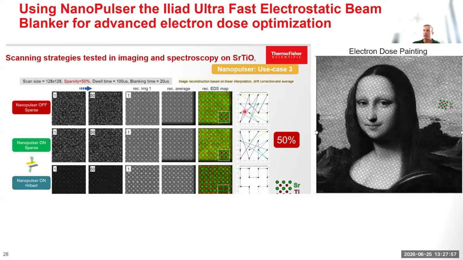This is very important, especially for beam-sensitive material. We found the blanker extremely important when you deal with beam-sensitive material. Another example is electron dose painting. You see here the Gioconda, and you can see, I believe, a strontium titanate image on top. The strontium titanate image was used with the intensity level normalized to the intensity level of the original Gioconda. So you can see on the forehead it is brighter, on the chest it is brighter, you have more intensity. On the hair you have less intensity in the image.